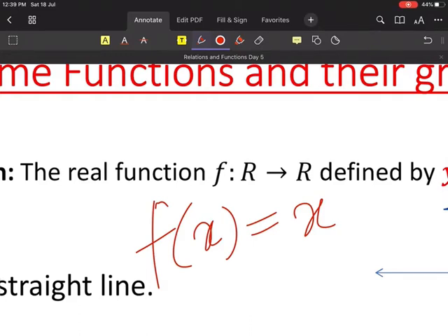Pass. Acha, fine. You have already seen the domain, that is R. Why is it R? Who can tell me why is it R? If you don't know, then say pass. Then I can explain. Pass.